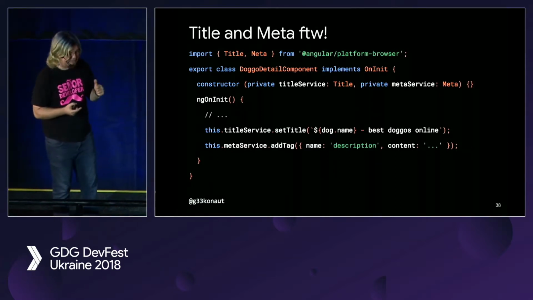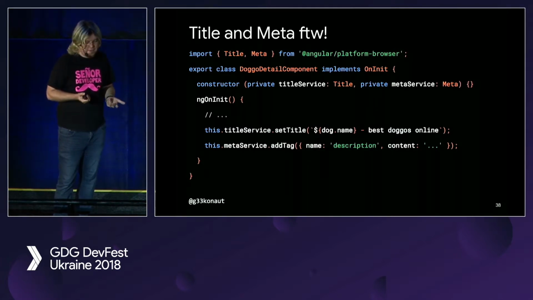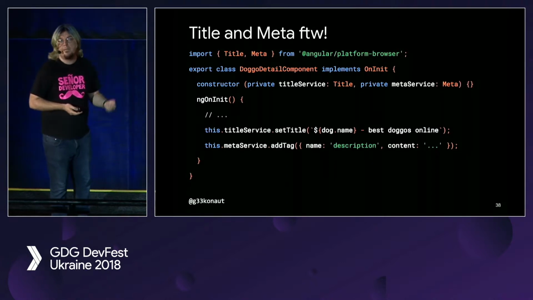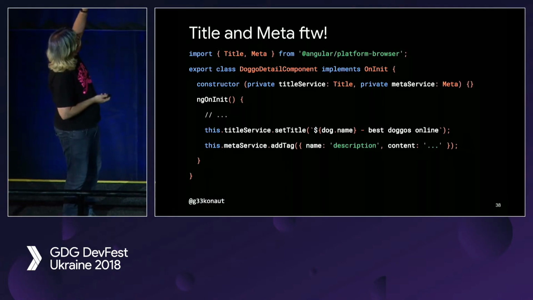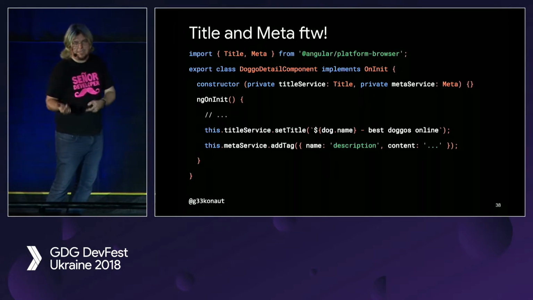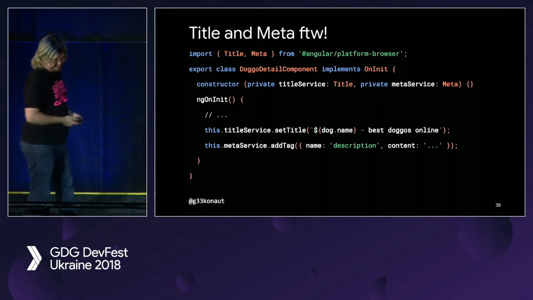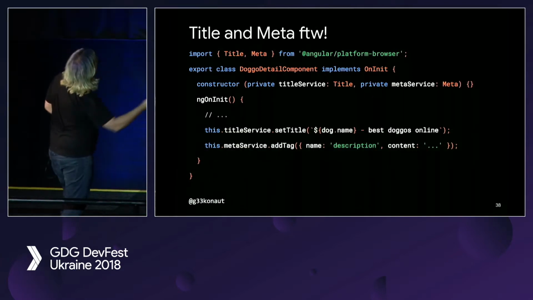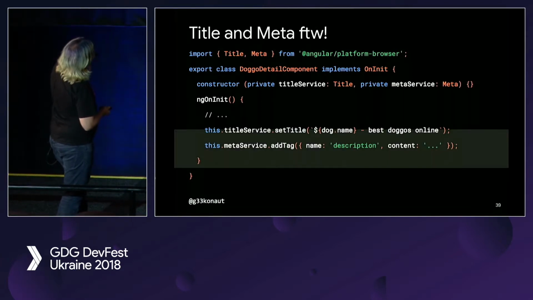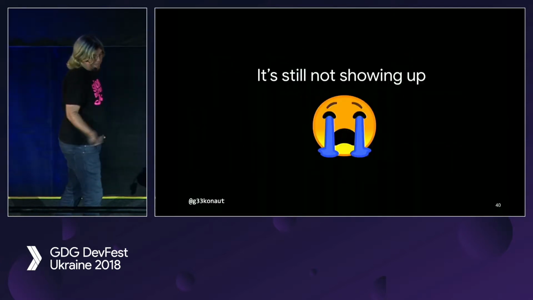You basically just get the title and meta service from the platform-browser module that Angular comes with, and get a reference to them in the constructor. And last but not least, somewhere in your component, when the component gets ready, you use their setTitle and addTag to actually put the content description and the title in. And that's pretty much it. That's all the magic. These lines, the last two lines, are the most important ones, where we are actually setting the title and description. But it's still not showing up.